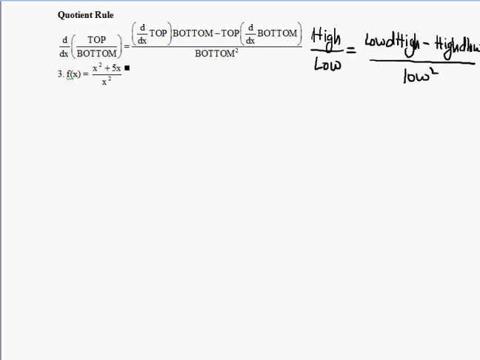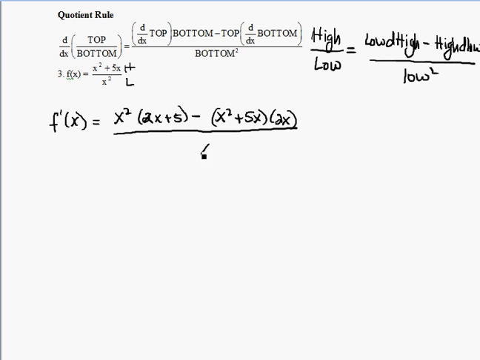So here is my high and here is my low. So my derivative is going to be low d high, which is 2x plus 5, minus high d low, all over x to the fourth.